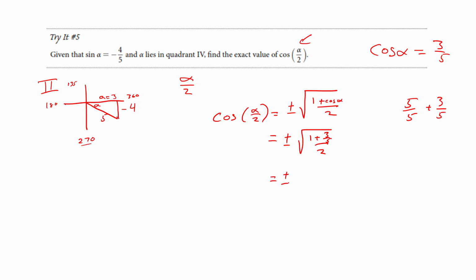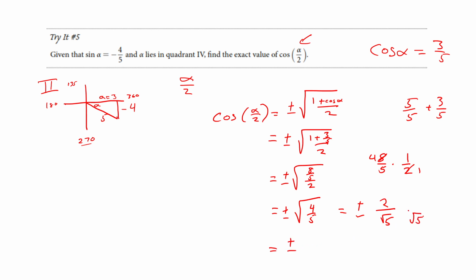And so what I've got now is plus or minus the square root of 8/5 over 2. Now, this is keep, change, flip. It's like 8/5 times 1 over 2. I can reduce this, and I'm going to wind up with 4/5. So I've got plus or minus the square root of 4/5. Now I have a fraction underneath a root, so I can turn this into plus or minus 2 over the square root of 5. I can rationalize that denominator by multiplying it by the square root of 5 over the square root of 5. I'll get 2 square root of 5 over 5.